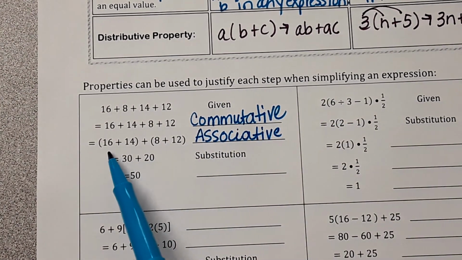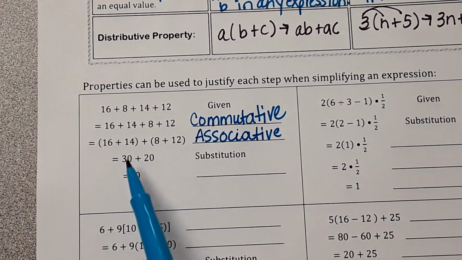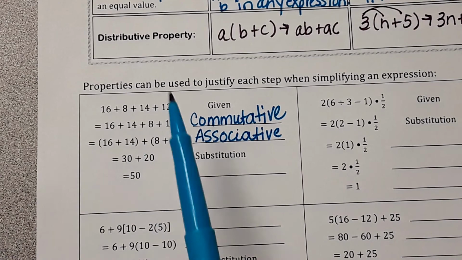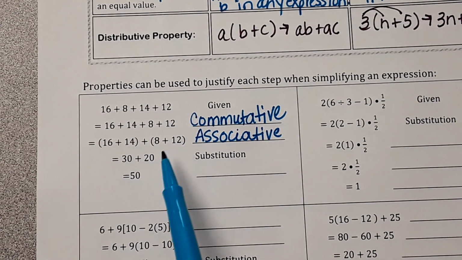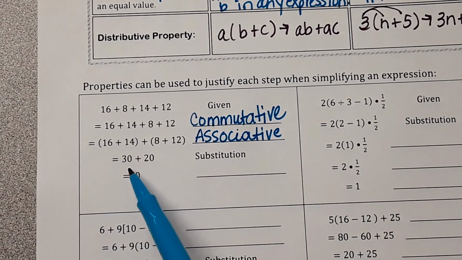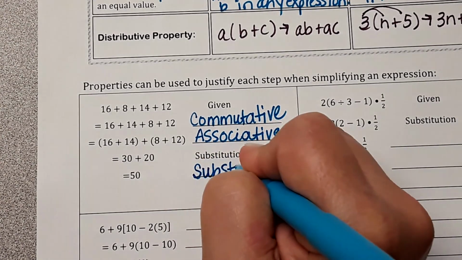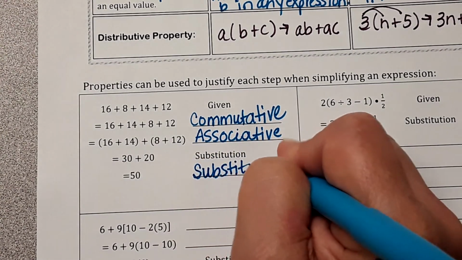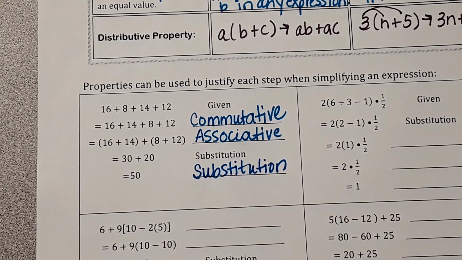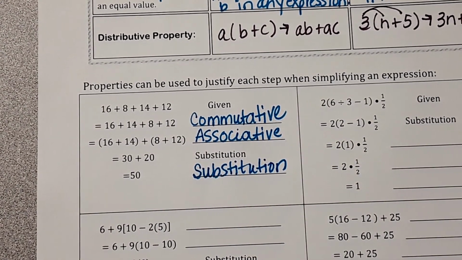Now look, 16 plus 14 is 30. We substituted 30 in for 16 plus 14. 8 plus 12, we substituted 20 in for 8 plus 12, and we got 50. So 30 plus 20 is 50, so we used substitution again. Anytime you replace something, did you hear me? Anytime you replace something, that's substitution. It's just like in football when they replace a player on the field, that's a substitution.